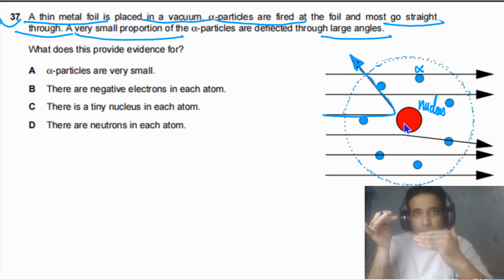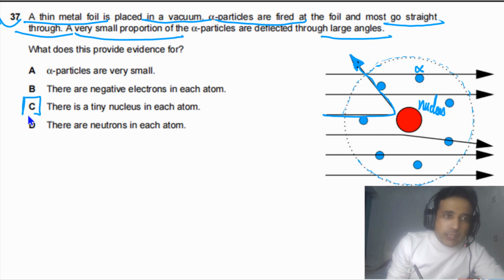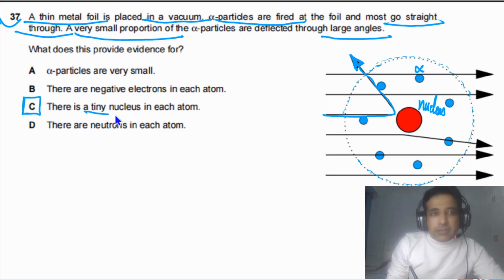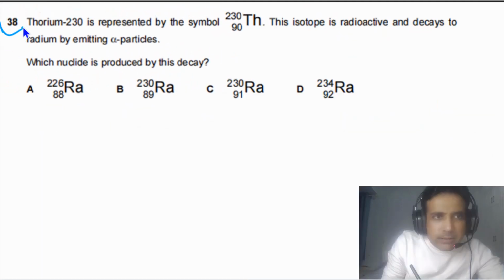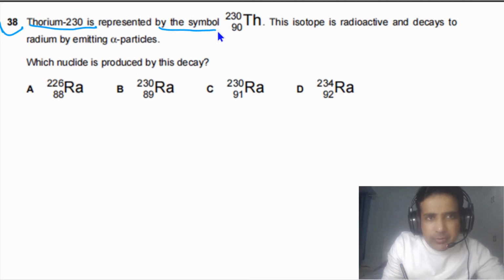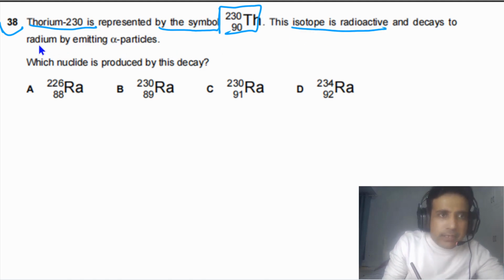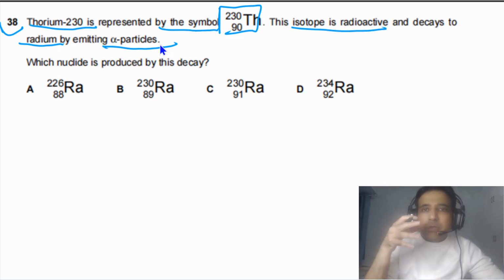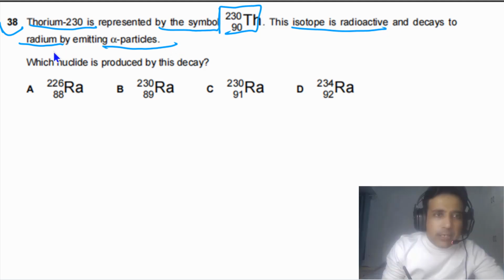So in this case, the answer has to be C, because C is telling us there is a tiny nucleus in each atom. So the answer is C. Question number 38 says thorium-230 is represented by this symbol. This isotope is radioactive and decays to radium by emitting alpha particles. So this is simply alpha decay. We need to find out which nuclide is produced by this decay.